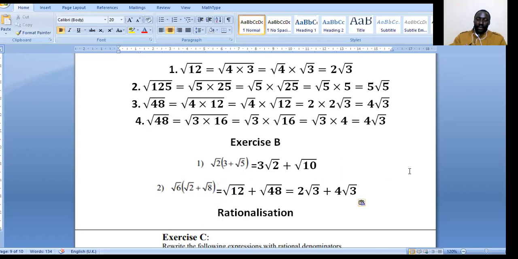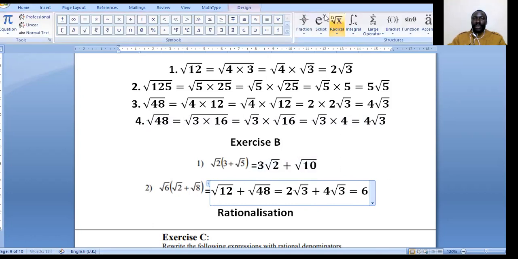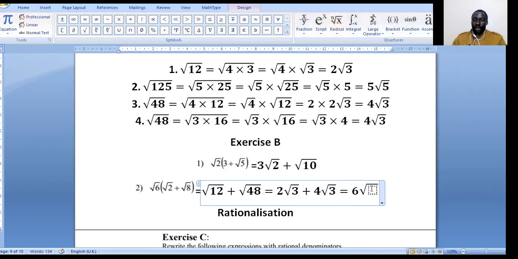All right, now after that, we simplify. Notice that the square root are the same, square root 3, square root 3. So we add the number before them, which is what? 4 plus 2, which gives us 6. So the final answer will be what? 6 square root of 3. 6 square root what? 3. That's the final answer. That is it.